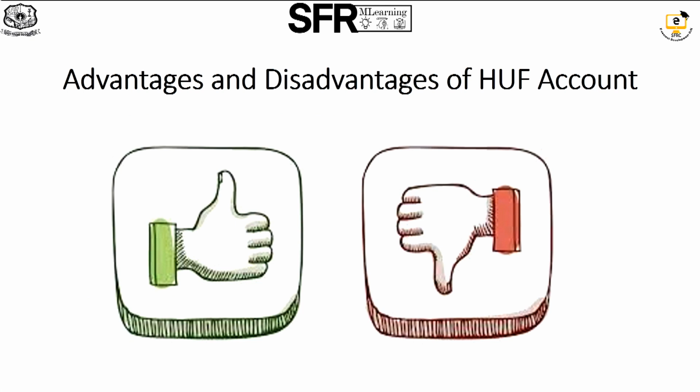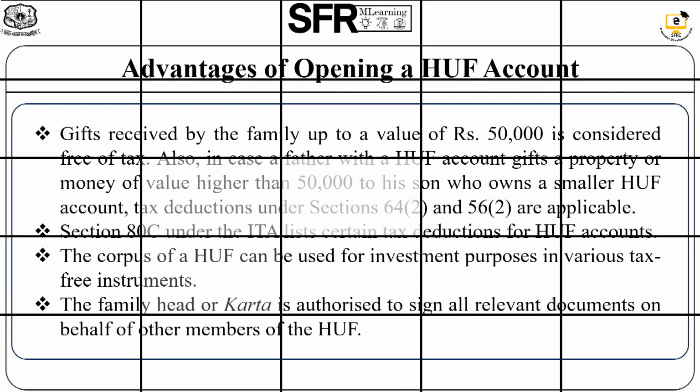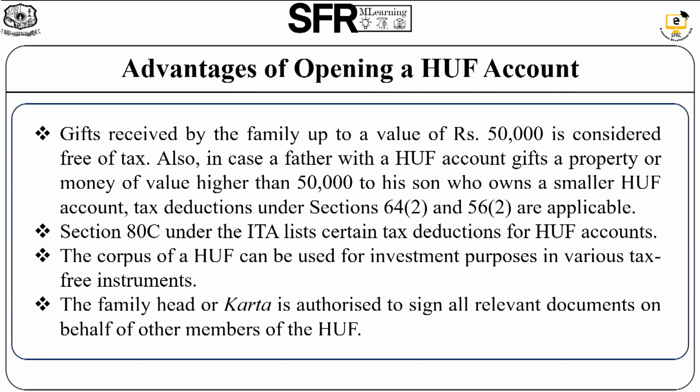So we have to see the advantages and the disadvantages of a HUF account. For every advantage, there are some disadvantages, and we have to choose accordingly. First, we see the advantages of a HUF account. Gifts received by the family up to the value of 50,000 are considered free of tax. So this is the main advantage: we have a tax-free gift.